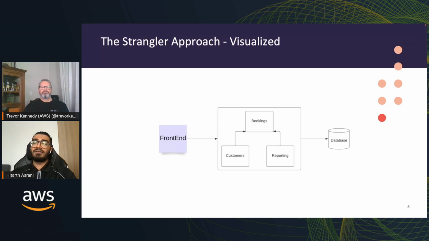So I'm going to visualize the Strangler approach so that it makes a little more sense. If you look at the diagram, we've got a front end, we've got the monolith, which is the big box with the three services that we have: customers, bookings, and reportings. And we've got our database. So that's how your standard monolith would look.